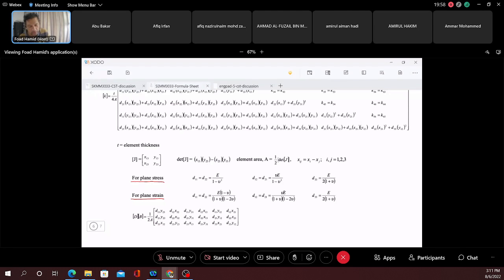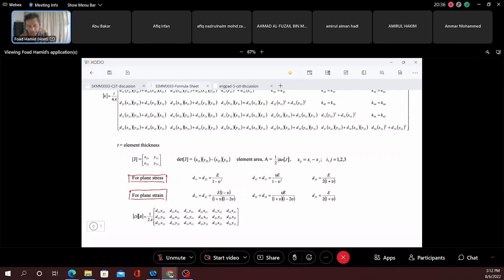So these are idealizations. Instead of using 3D, we use either plane stress or plane strain to avoid the complication of using a 3D element. If you want, you can also use a 3D element here, but we simplify this problem. It becomes a 2D problem, which in this case is CST. But you need to understand, are we going to use plane stress or plane strain?